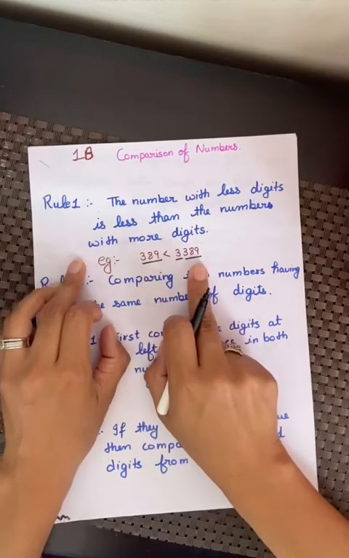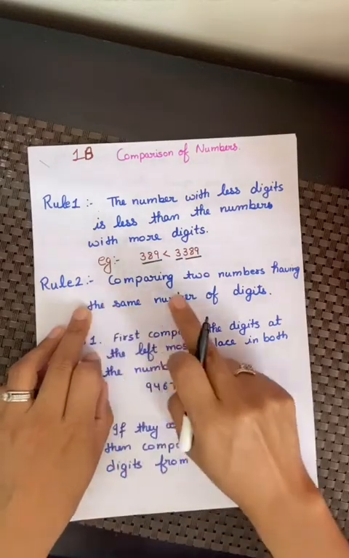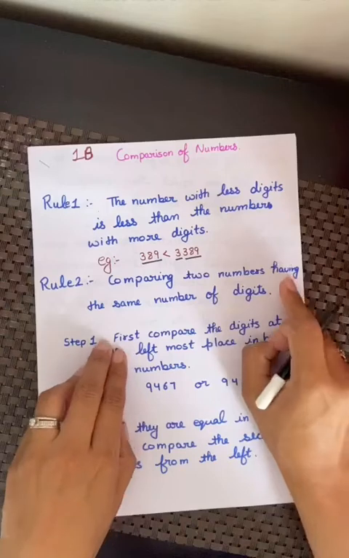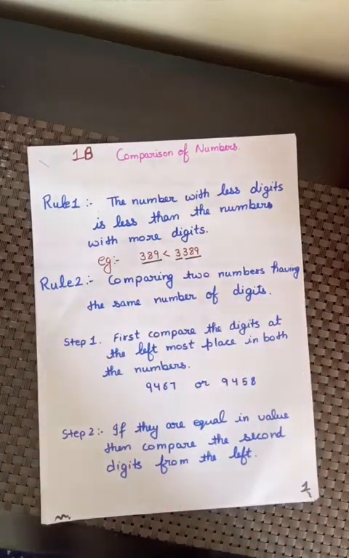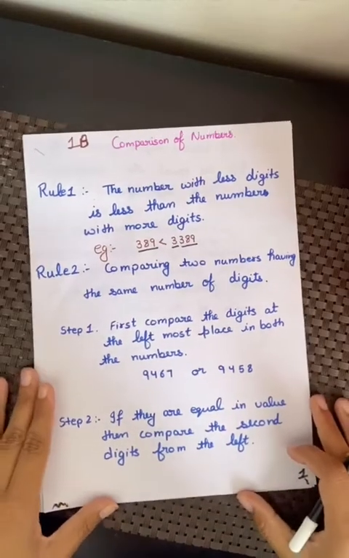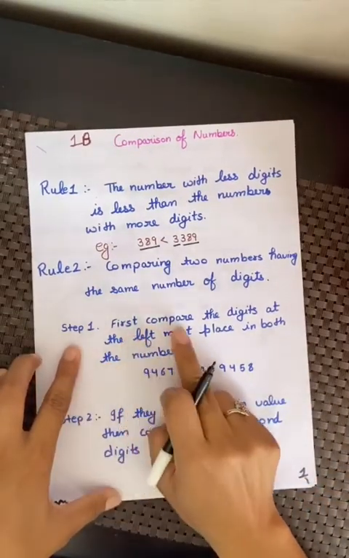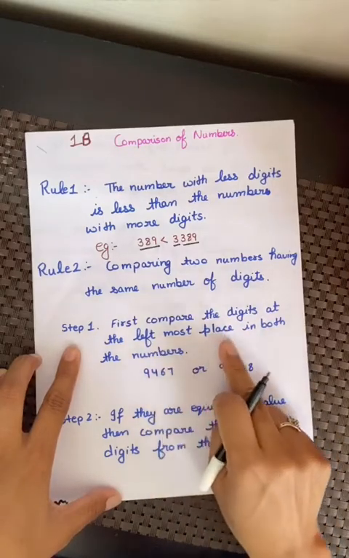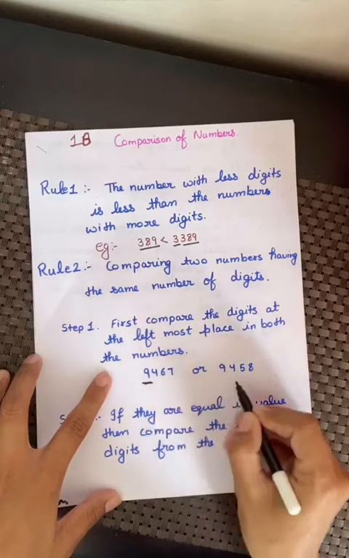The second rule is comparing two numbers having the same number of digits. The problem is sorted out if one number has fewer digits and the other has more digits. What if we get numbers with the same number of digits? Suppose we have four digits in both numbers, then how will we compare? Here are some steps. The first step is to compare the digits at the leftmost place in both the numbers.